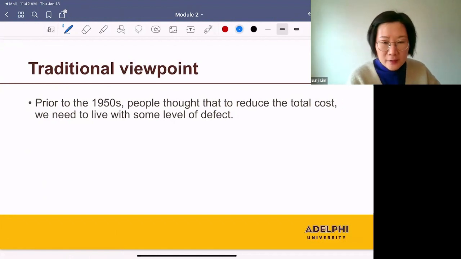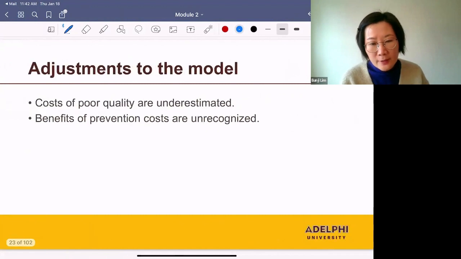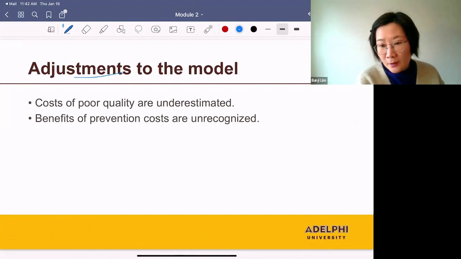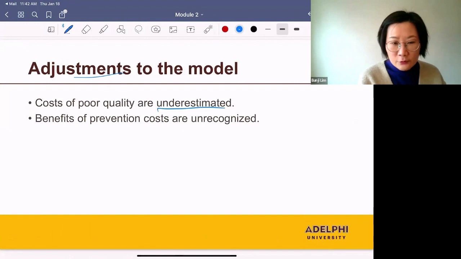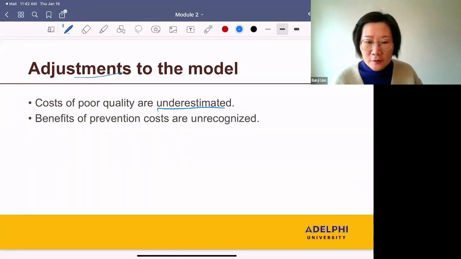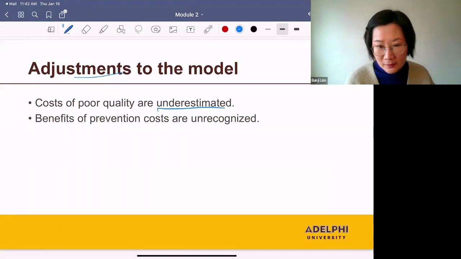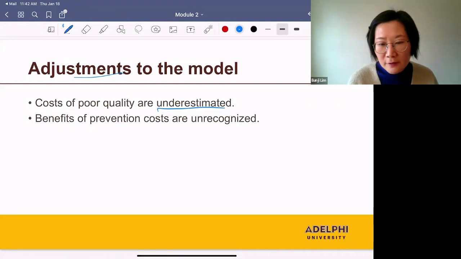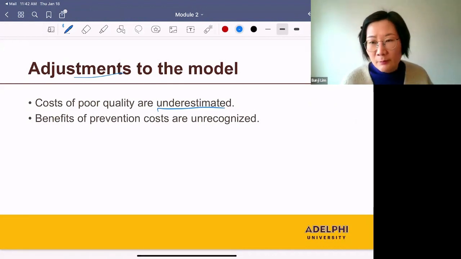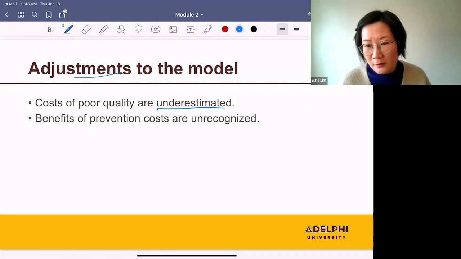Now people have a different idea. We found that we need some adjustments to the model. First, costs of poor quality are underestimated. And let's say we have an external failure. Our customers received defective products. They request a refund. They don't buy our products anymore. And they write bad reviews on the internet. So we lose potential customers. So the cost of all of these are underestimated, and it's much more than what we expected.